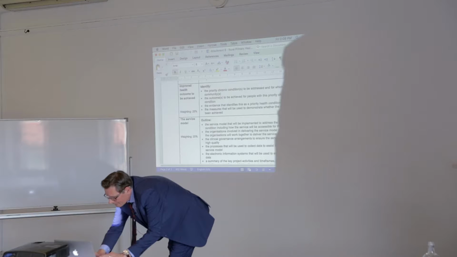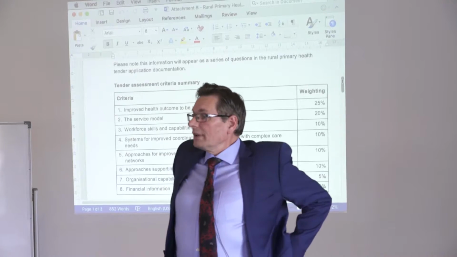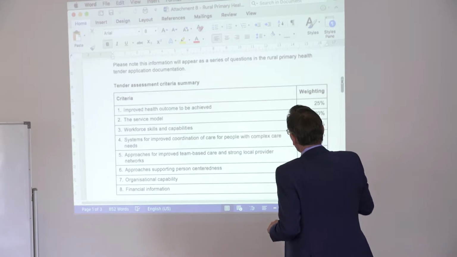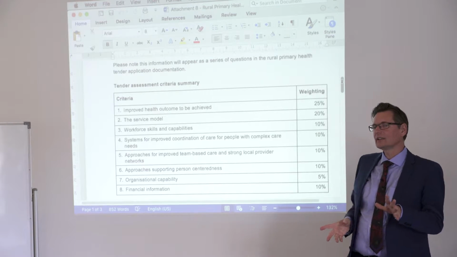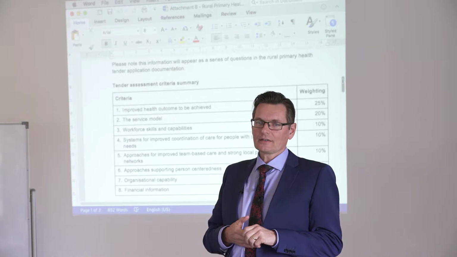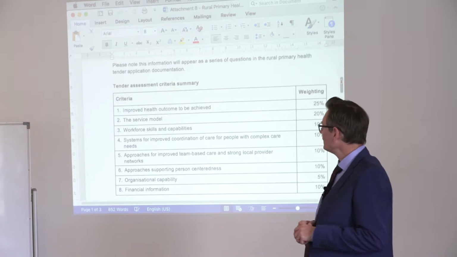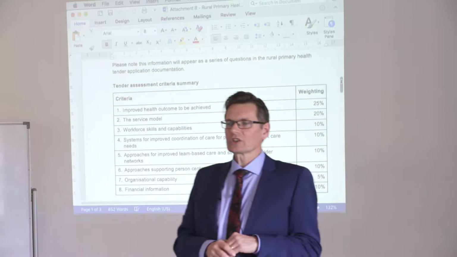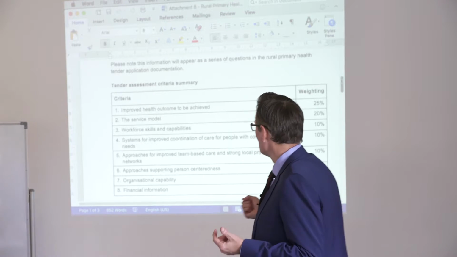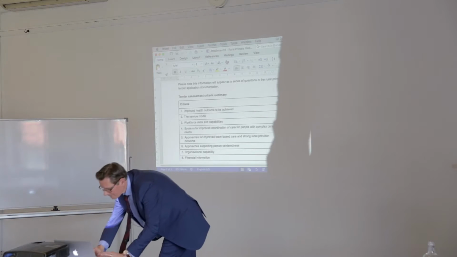And this is kind of going into the assessment process, but I think it might as well be relevant to talk about it now. And ask as many questions as you like. What you see here is these are the 8 criteria by which the tenders will be assessed. And they've given you the weightings as well. So 25% weighting is the highest one, which is improved health outcome to be achieved. So you need to be able to demonstrate how you are going to do it. So not only have they given you the weightings, but they've actually given you what they mean.